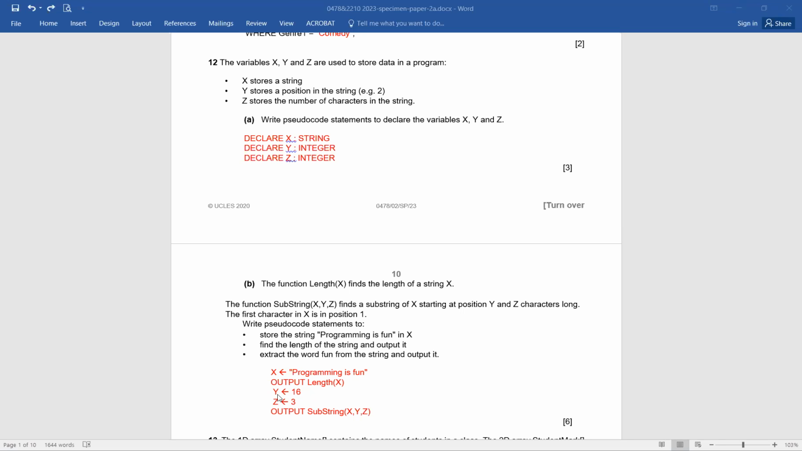So what is done here is Y equals 16, because it's written here, finds a substring of X starting at position Y. And we have counted right now with you that in programming is fun, the word fun is starting from the 16th position. That is why we stored in the variable Y the value 16.